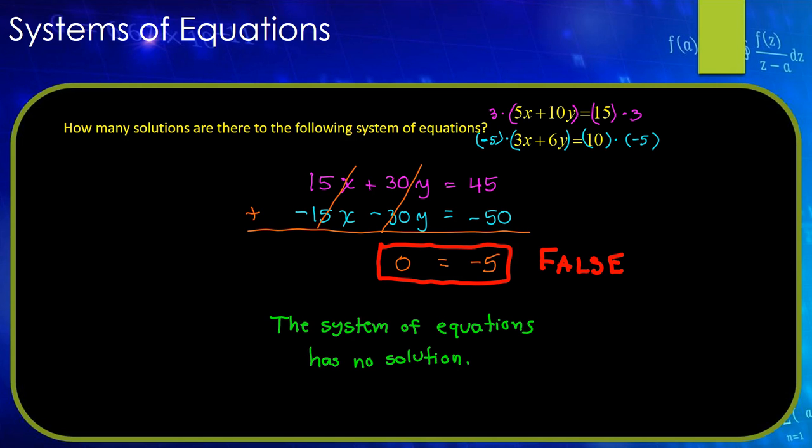So, when you eliminate both variables, you end up with a true statement. That's when you have infinitely many solutions. If you eliminate both variables and end up with a false statement, that's what tells you there's no solution. That's how you tell the difference. Let's have a look at the next equation.